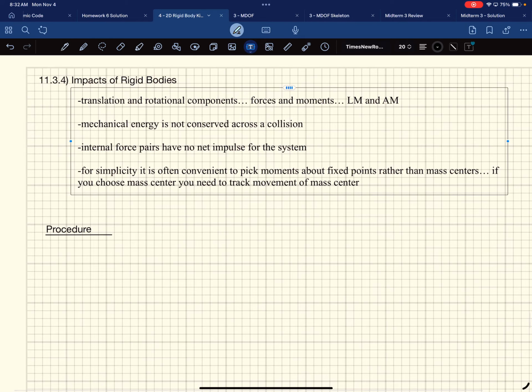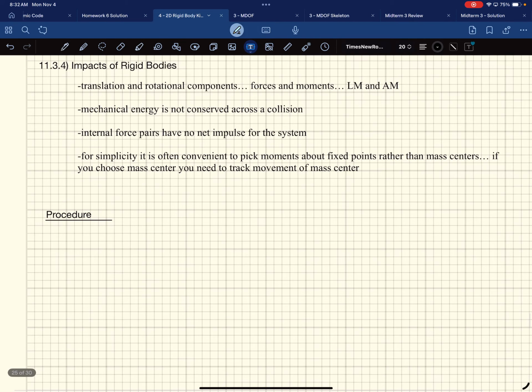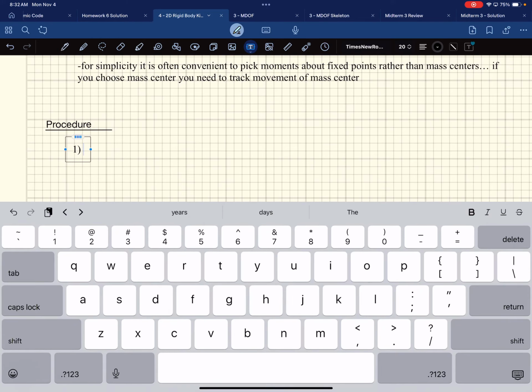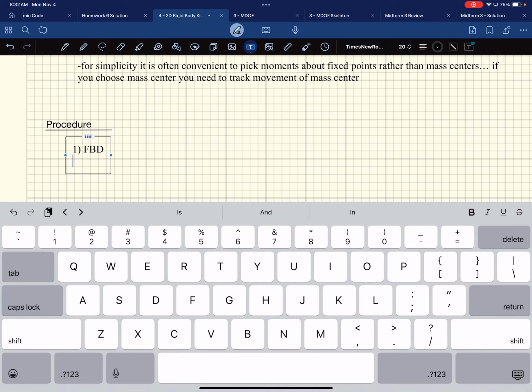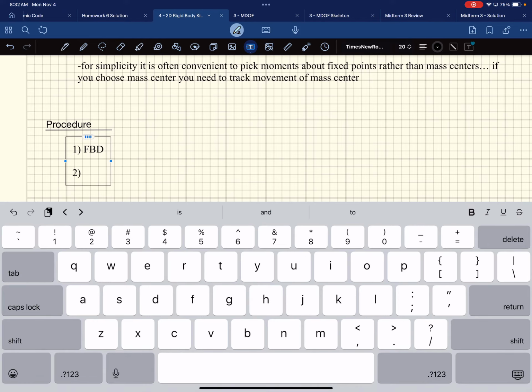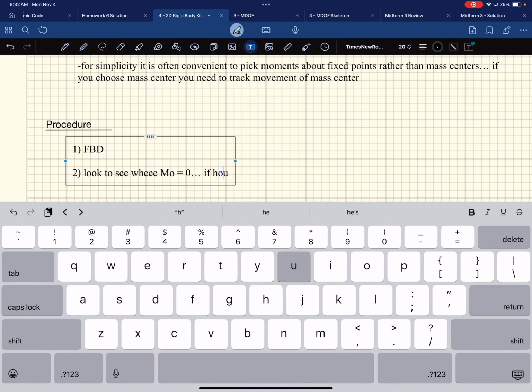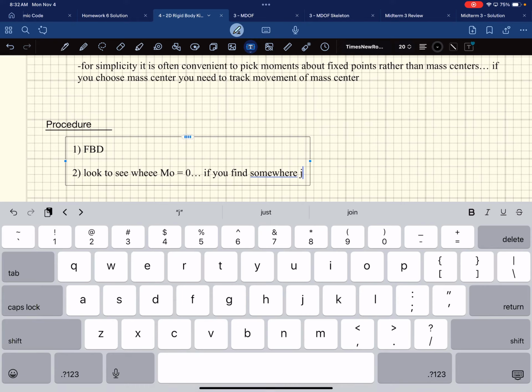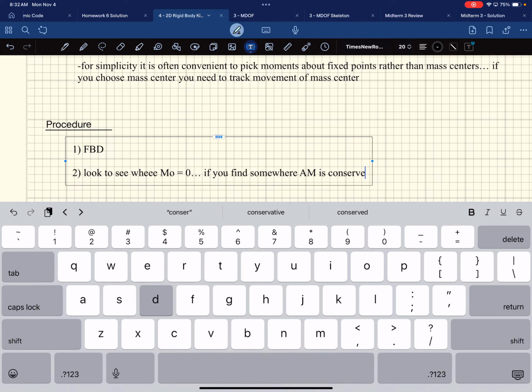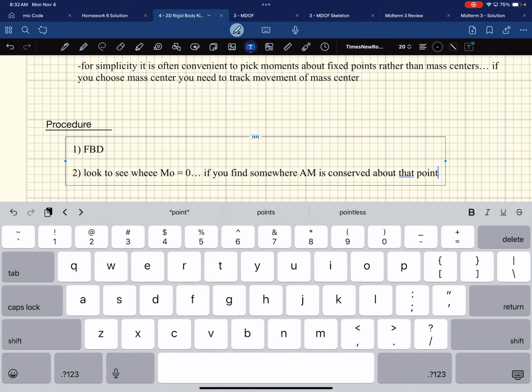There are some key notes there as we go into this. I'll give you a procedure, and do the same thing we've done before. We start out with the free body diagram, FBD. We are going to look to see where the sum of the moments about O equals 0. If you find angular momentum is conserved about that point, you've got to go find it.